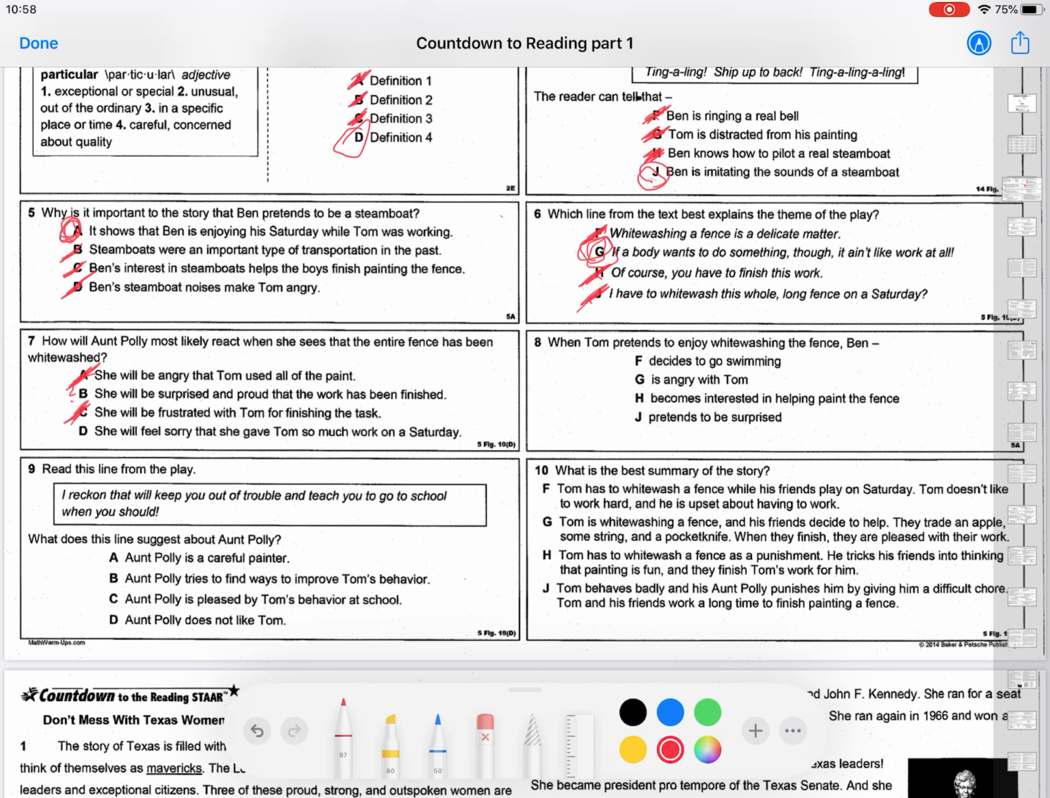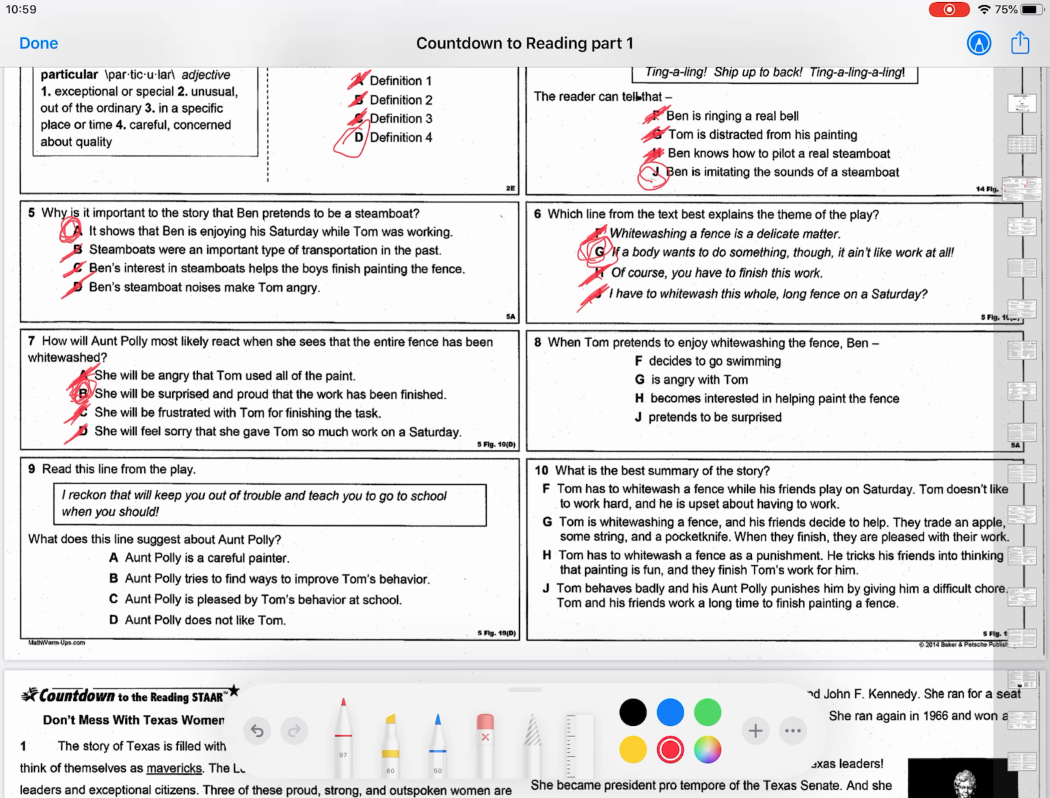She'll feel sorry that she gave Tom so much work to do on a Saturday. I don't think she'd feel sorry because he got it done. I think she'd more likely be surprised that he finished it because it's a whole fence and he was complaining about doing it earlier.